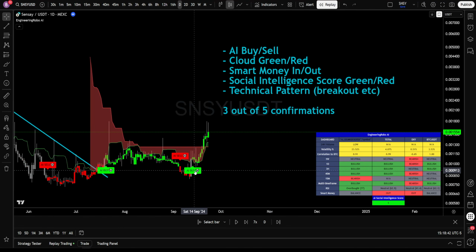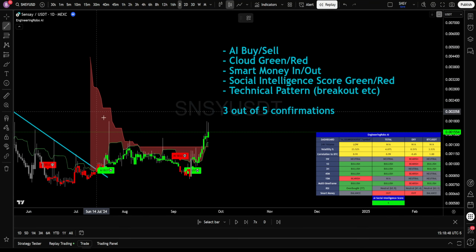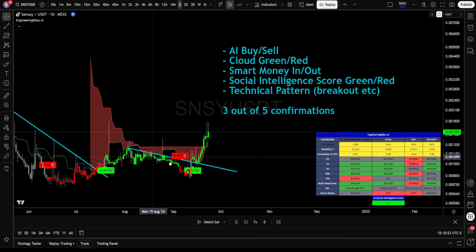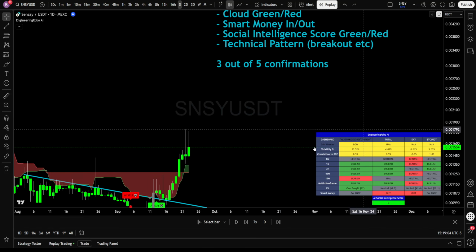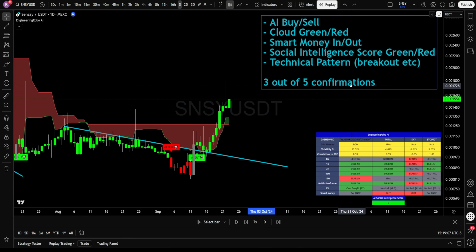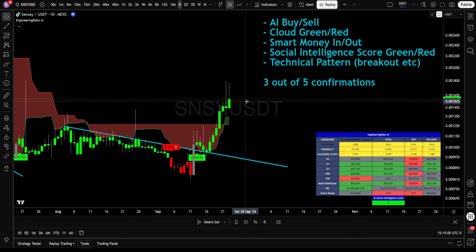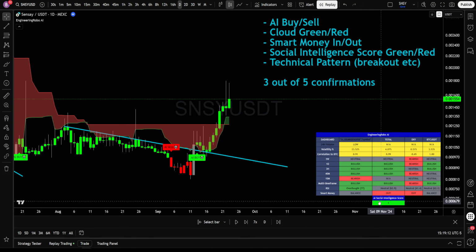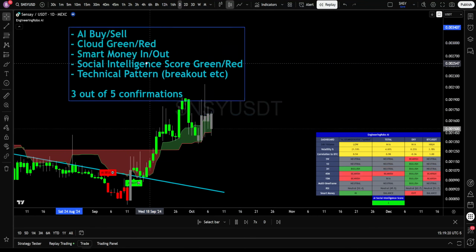So here we go. We did have a buy signal right there. We did get above the green cloud, and there is a technical pattern here where there was a breakout right there. So I drew my trend line. I connected it with these 2 highs right here, and it did break above that, and it retested it perfectly. I'll zoom in so you can see better. And so we're looking for our 3 out of 5 confirmations, right? We got a buy signal, we're above the green cloud, and we got a breakout. Social intelligence score is green as well, although we didn't really need that. And smart money is not in just yet, but that's fine.